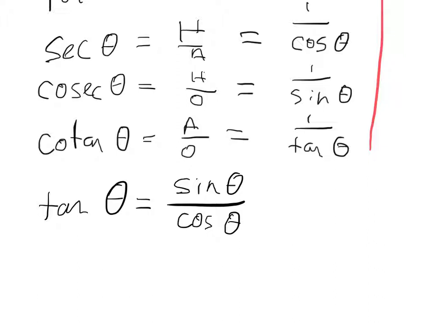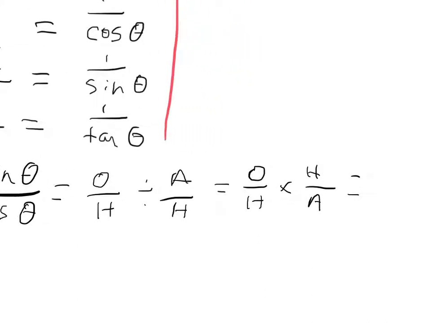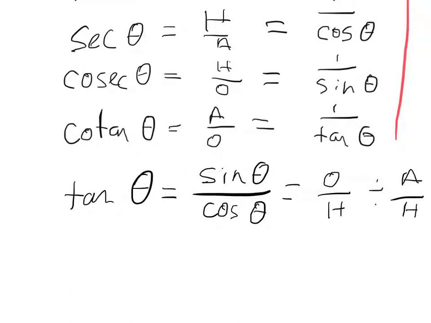Because sine over cos is, sine is the opposite over hypotenuse divided by the adjacent over the hypotenuse. And we know that when we divide fractions, it's opposite over the hypotenuse times the hypotenuse over the adjacent, which means opposite over adjacent. So that's why opposite over adjacent is tan. Tan is sine over cos. So we can use the quotient rule to differentiate tan.